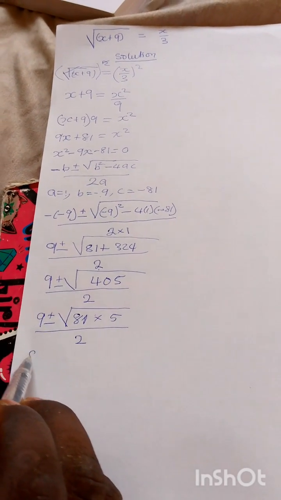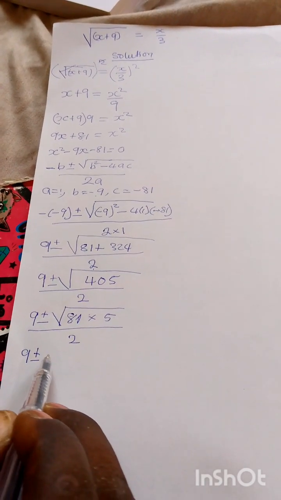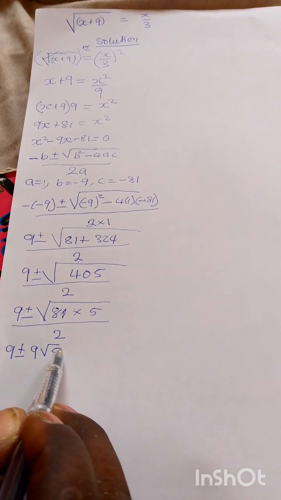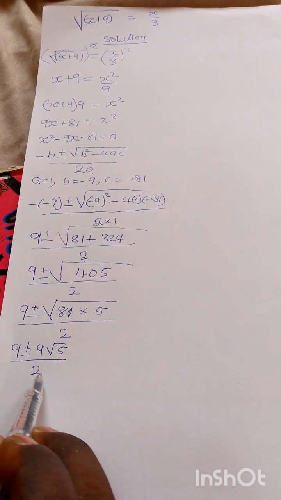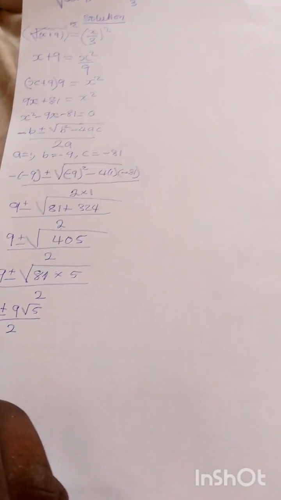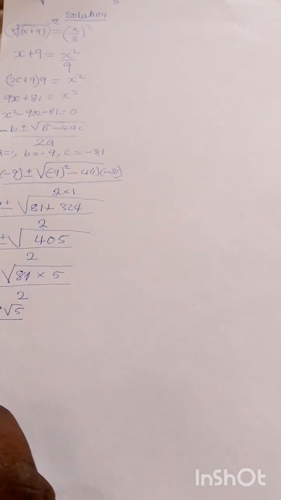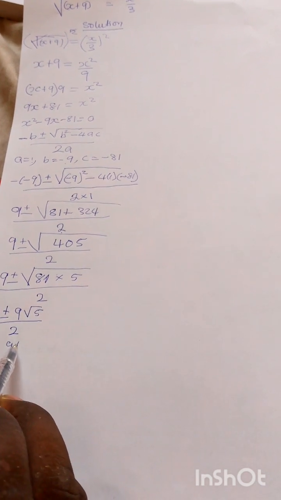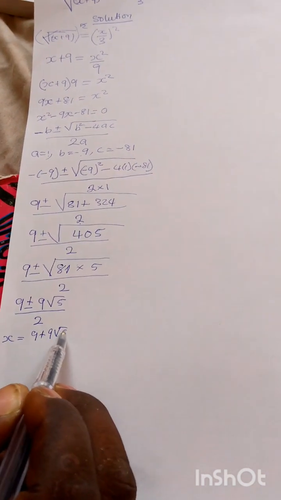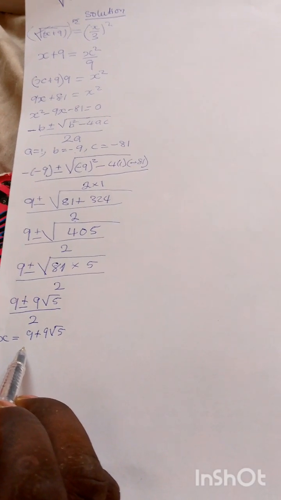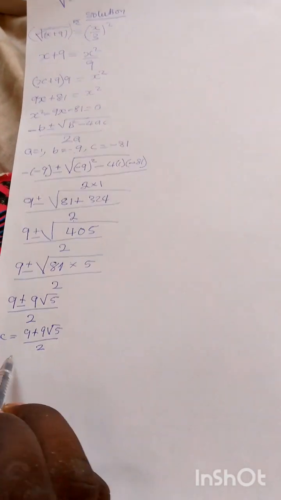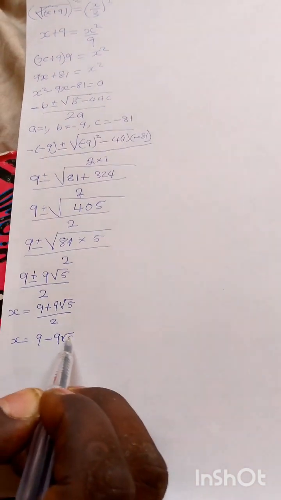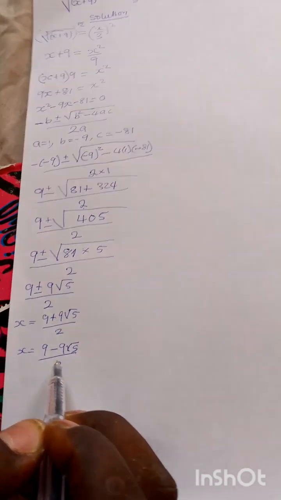And so this one will now have us as 9 plus or minus. Now square root of 81 is 9, and then we have root 5 all over 2. So what we have is that x should now be equal to 9 plus 9 root 5 all over 2, or x is equal to 9 minus 9 root 5 all over 2.